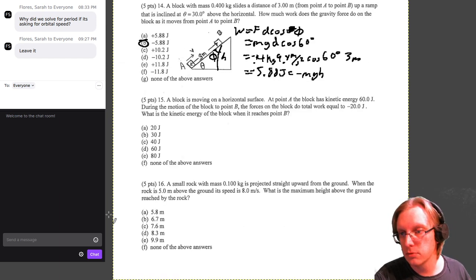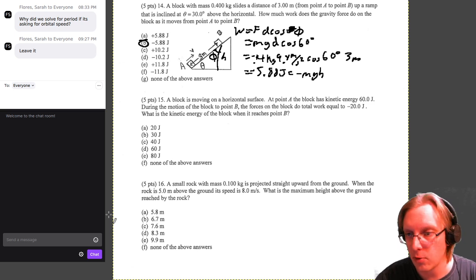All right. A block is moving. How many more of these? Oh, one more page beyond this.